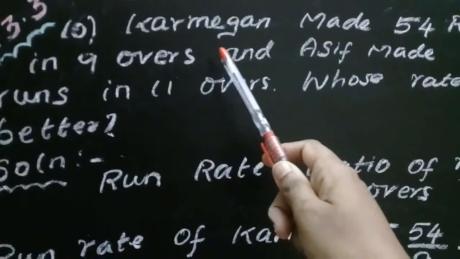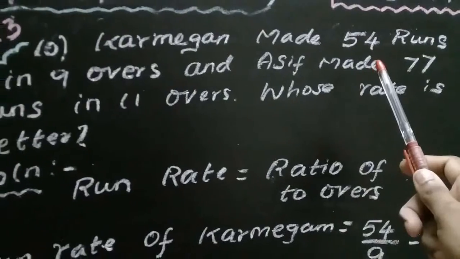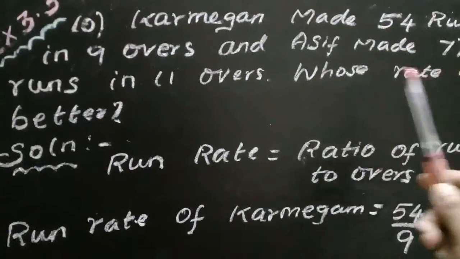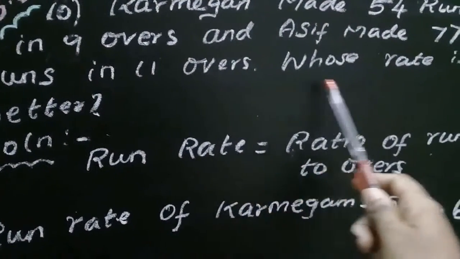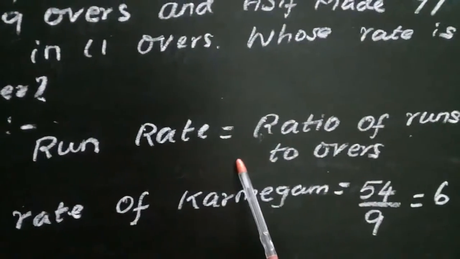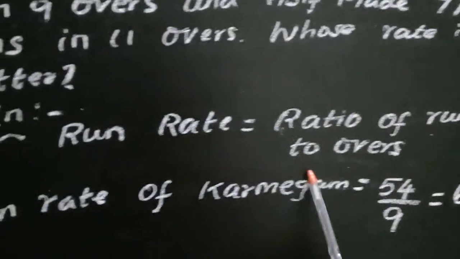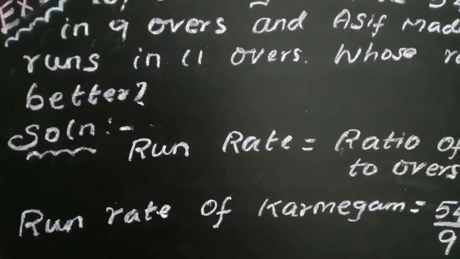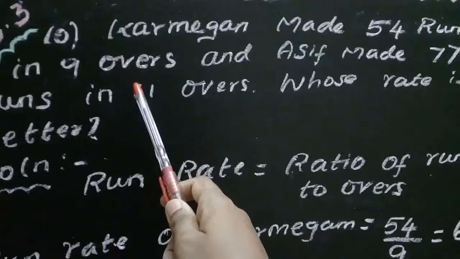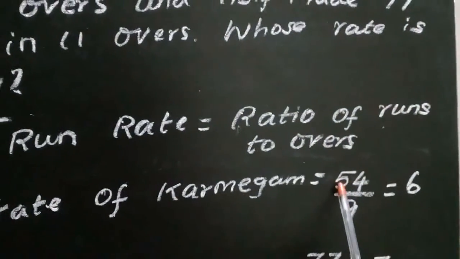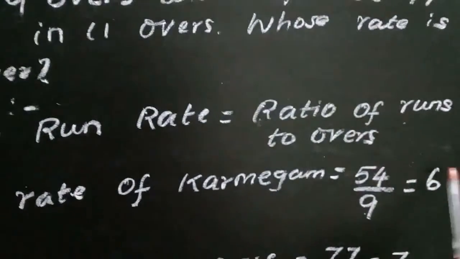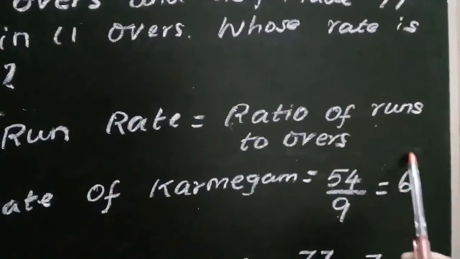10th question. Karmegan made 54 runs in 9 overs and Ashif made 77 runs in 11 overs. Whose rate is better? Here the given run rate is equal to the ratio of runs to overs. First we have to find the run rate of Karmegan. Here out of 9 overs he made 54. So 54 divided by 9. So in the 9 table, 54 how many times? 6 times. So Karmegan's score is 6 runs only.